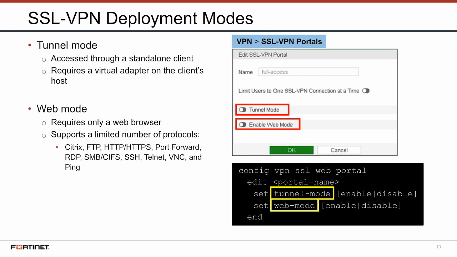Tunnel mode supports the most protocols, but requires the installation of a VPN client, or more specifically, a virtual network adapter. To tunnel traffic using the virtual adapter, you must use FortiClient or its standalone FortiSSL VPN client component. Web mode requires only a web browser, but supports a limited number of protocols.